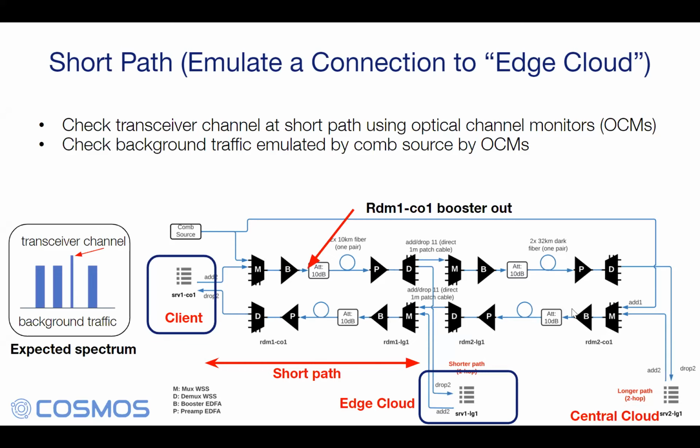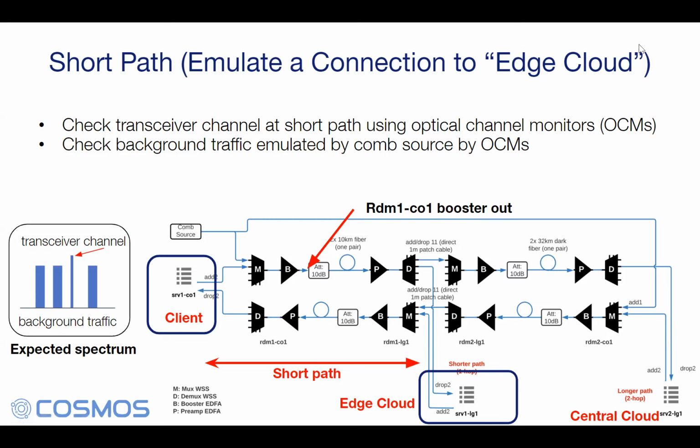The next thing we want to check is the spectrum after the first booster. We load a transceiver channel to the mux, and also the background traffic channels from the Cosmos source. Those channels pass through the mux and go into a booster. After amplification, we will observe it at the ROADM 1 cell 1 booster out. Our expected spectrum is on the left. We will observe three big groups of background traffic channels, which come from the source, and we also will observe a transceiver channel in the middle.